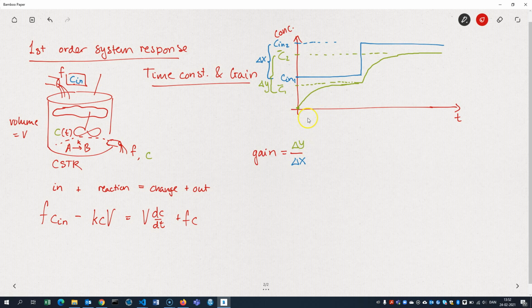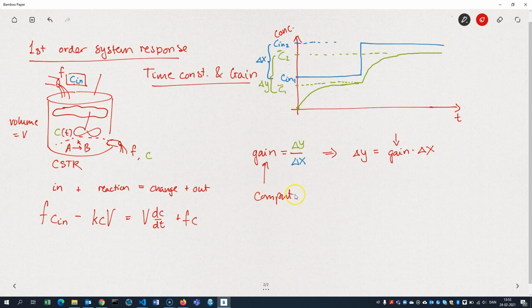So basically I want to be able to answer, if I change my input by this amount, delta x, how much is my output going to change? Of course I can rearrange this equation so that delta y is equal to the gain times delta x. So once I know the gain, I can do this computation and see how much my concentration in the tank is going to change if I change my input concentration.